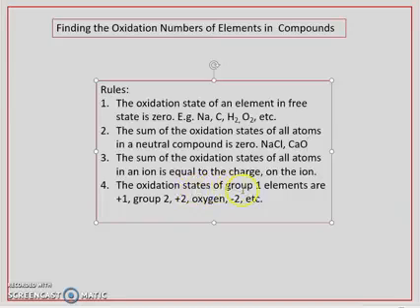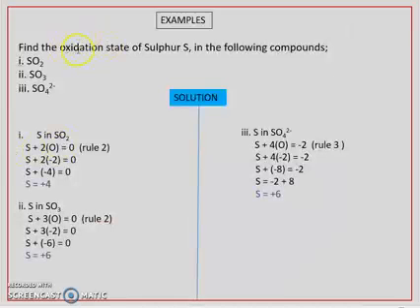The oxidation state of group 1 elements is normally +1. That of group 2 elements is normally +2. Oxygen is -2, always; I have written that in the previous slide about those that have fixed oxidation states. So let's go to example 3. Find the oxidation state of sulfur in the following compounds: SO2 and SO3.